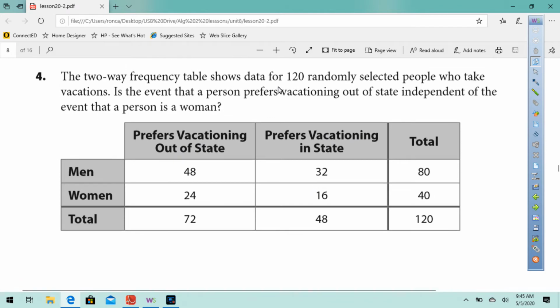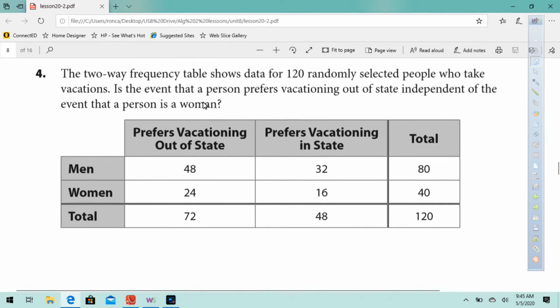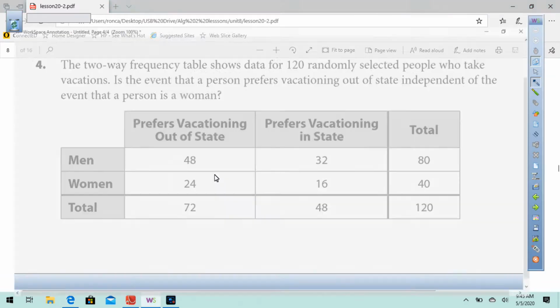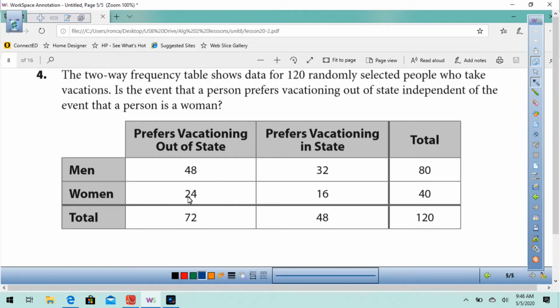The two-way frequency table shows data for 120 randomly selected people who take vacations. Is the event that a person prefers vacationing out of state independent of the event that a person is a woman? So what do we got here? The probability of out of state, prefers out of state, is going to be 72 over 120.